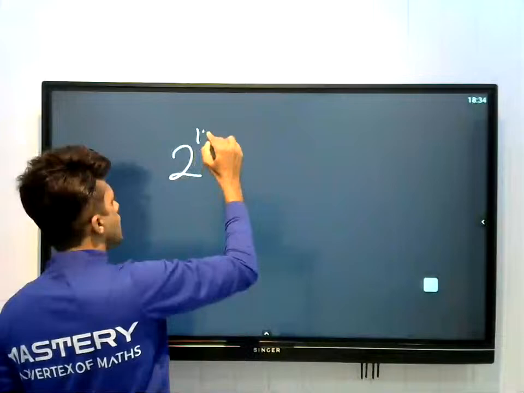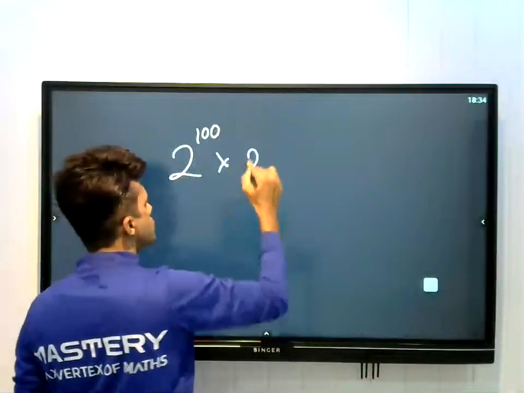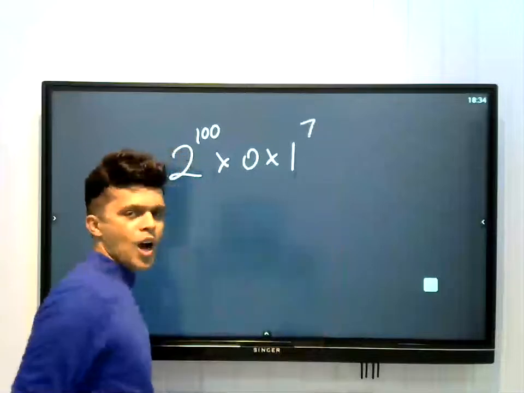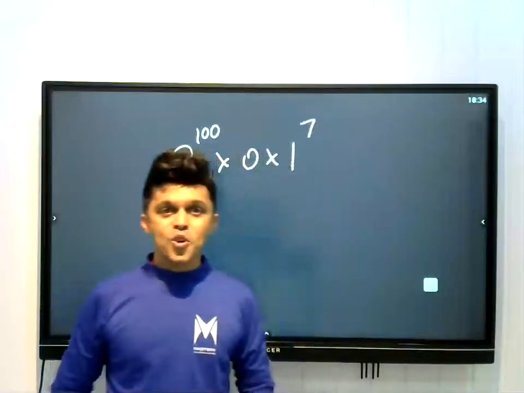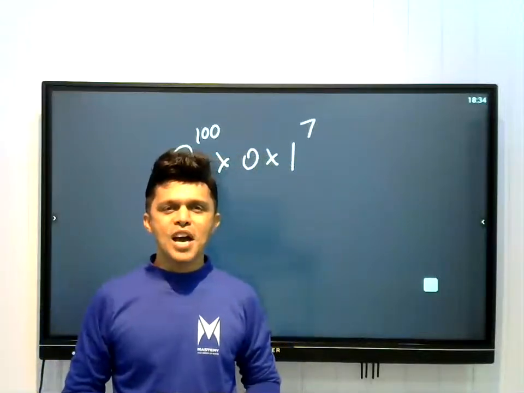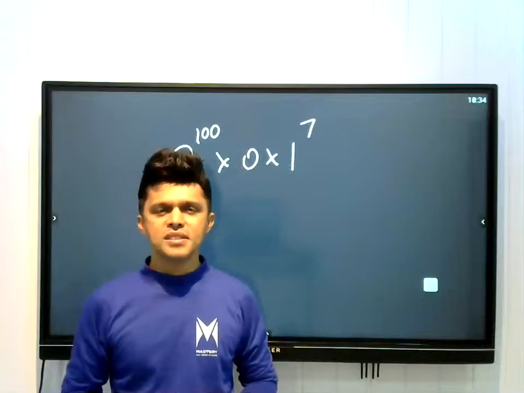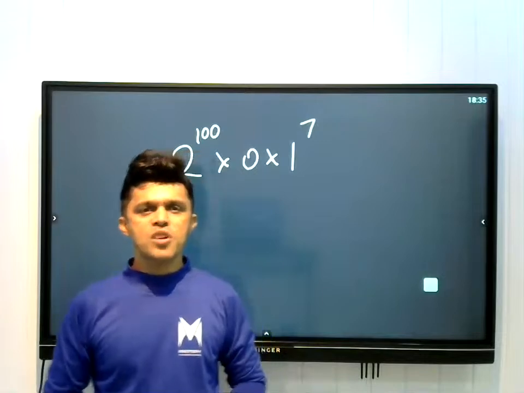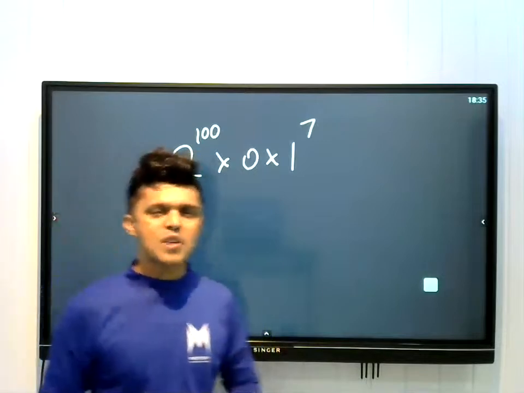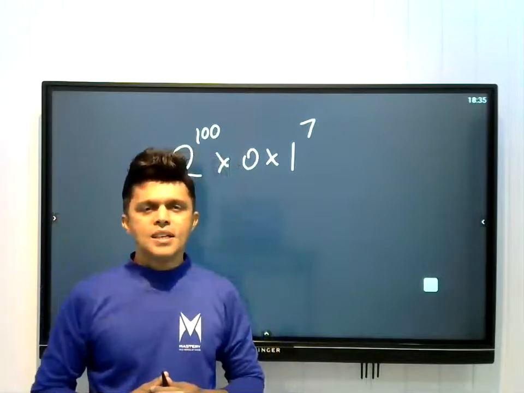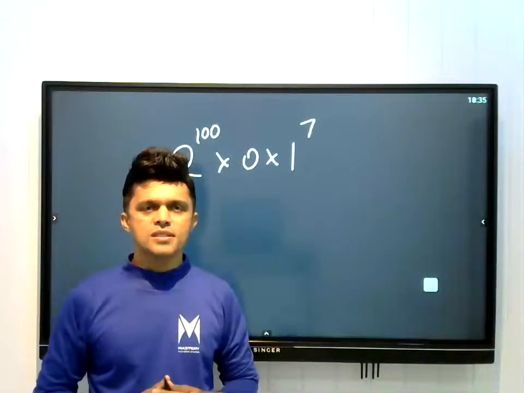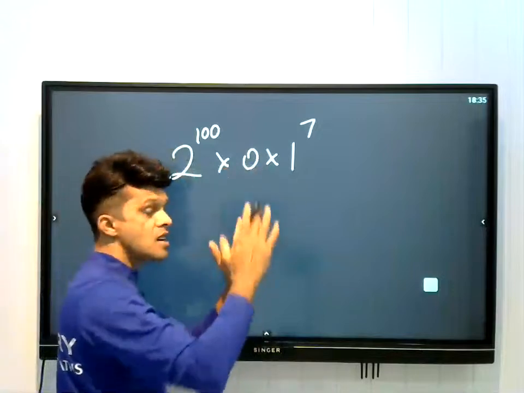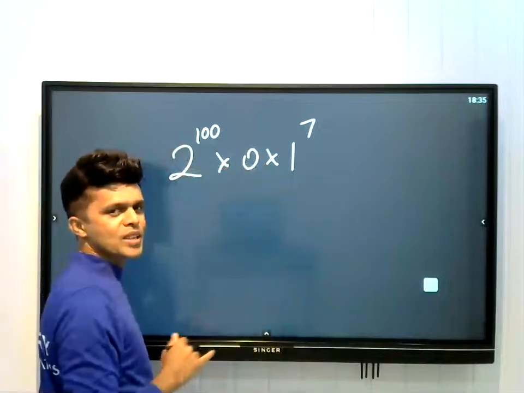2 to the power 100 into 0 into 1 to the power 7. How can you do this type of one? 2 to the power 100 is given. How can you simplify it? I am not seeing this type of sum in your textbook, but how do you do this one? 2 to the power 100 means you need to multiply 100 times. Do not want to do it, right?